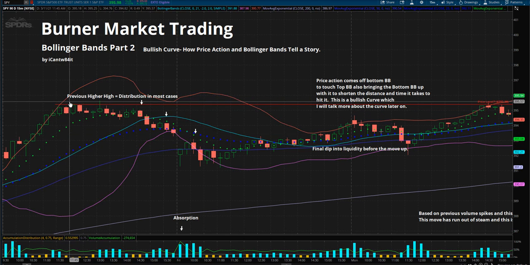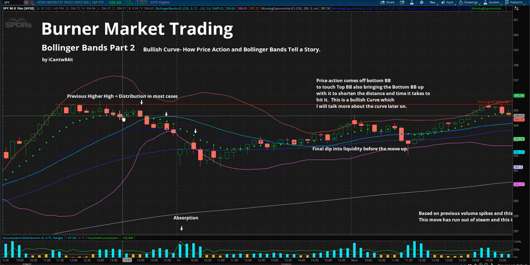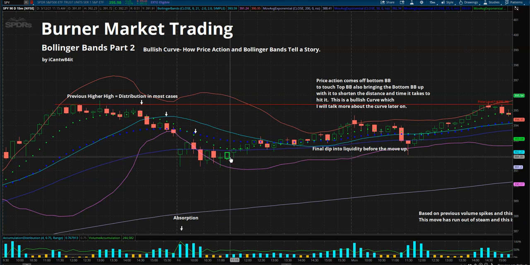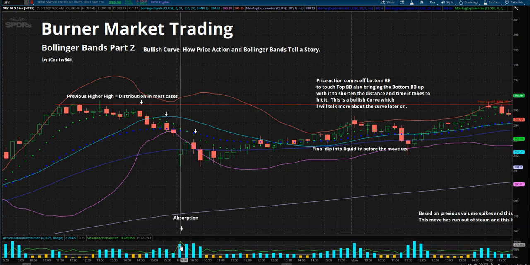So if you see a higher high on the chart, wherever you're looking, that most likely is where institutional has dumped their shares, right? And you'll notice there are three drops as they dump their shares. One, two, three. And then it bottoms out right here, and you see the spike to a volume accumulation. That is absorption.